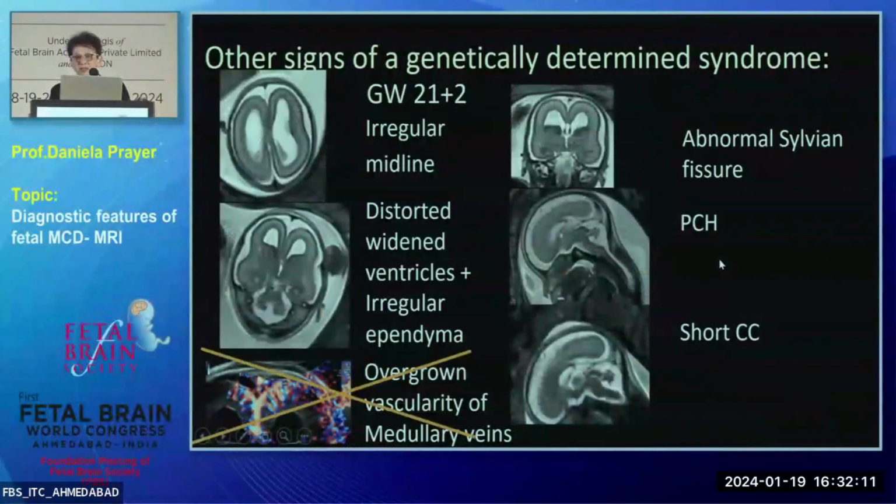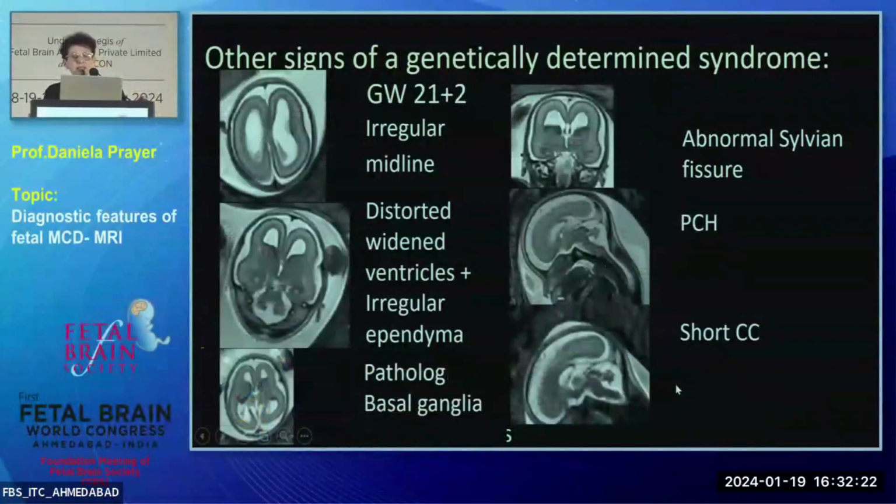Well, this is the MRI, and here you really see what information ultrasound can give you. You would not have needed the MRI here. The only information that we could add was the pathological formation of the basal ganglia, which is also a hallmark of tubulinopathies.